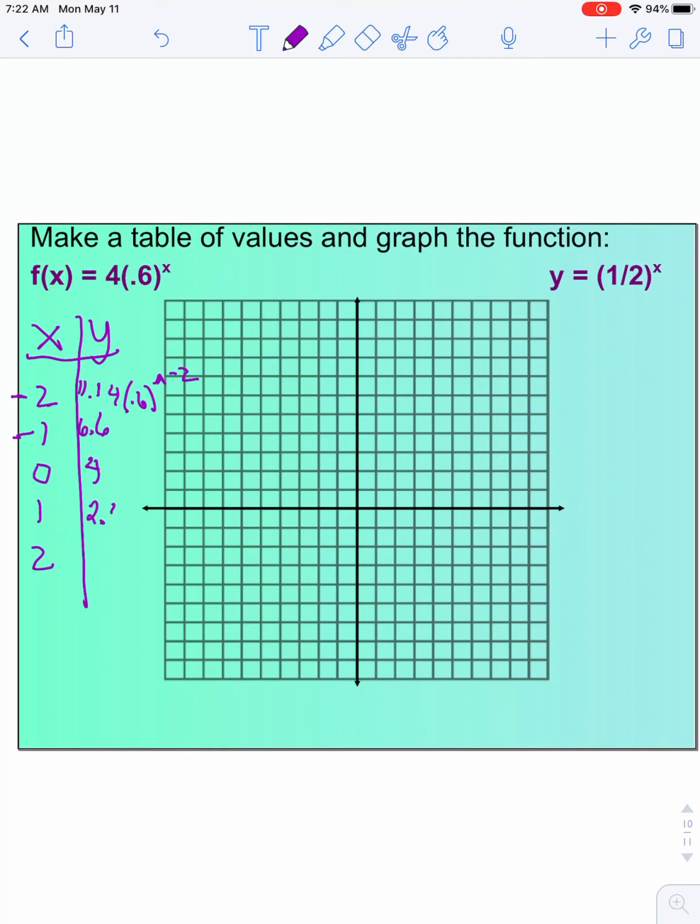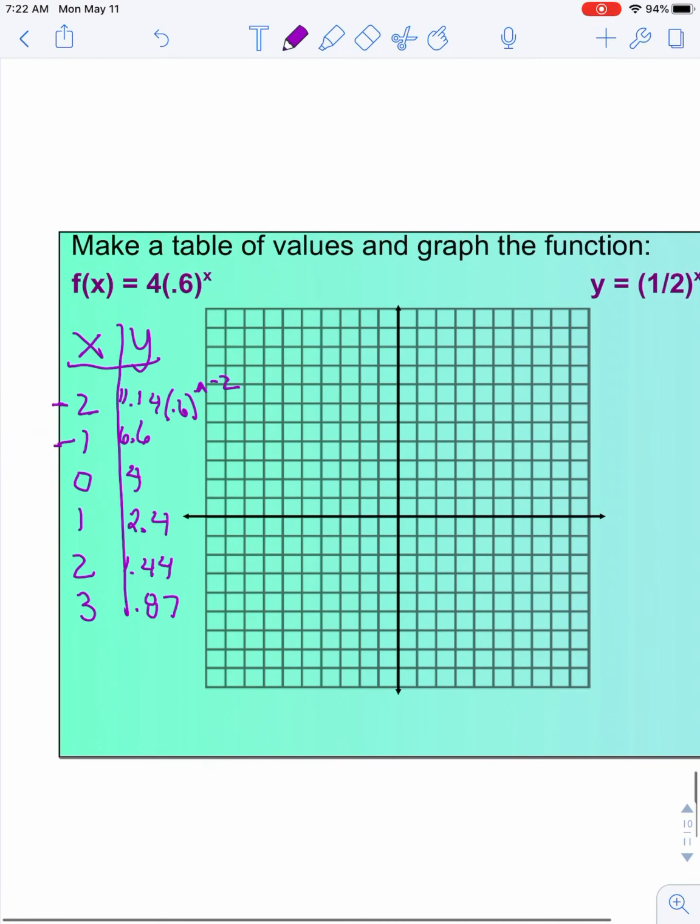I'm not going to take the time on the video to go through each and every one. I'm going to add a 3 as well. So now we'll plot those points once you get the values. Again, these can be difficult to plot, but do your best. So now I have -2, 11.14. So 1, 2, 3, 4, 5, 6, 7, 8, 9, 11 is above this.